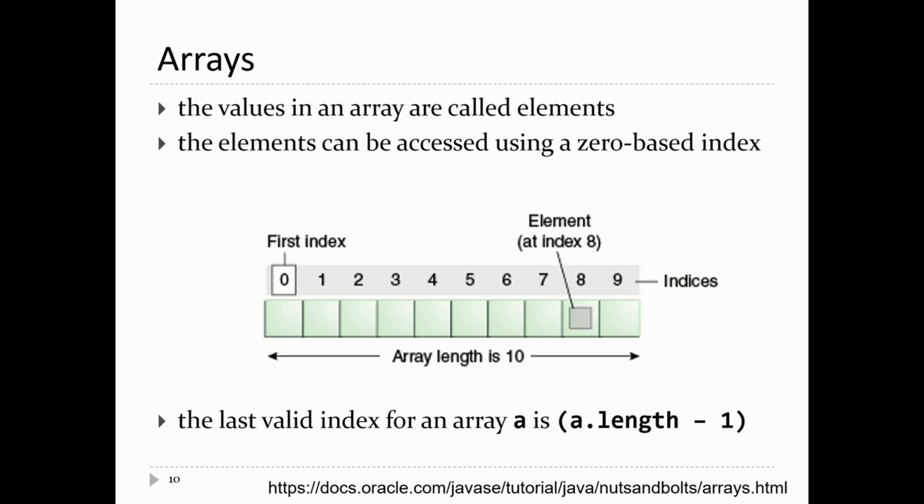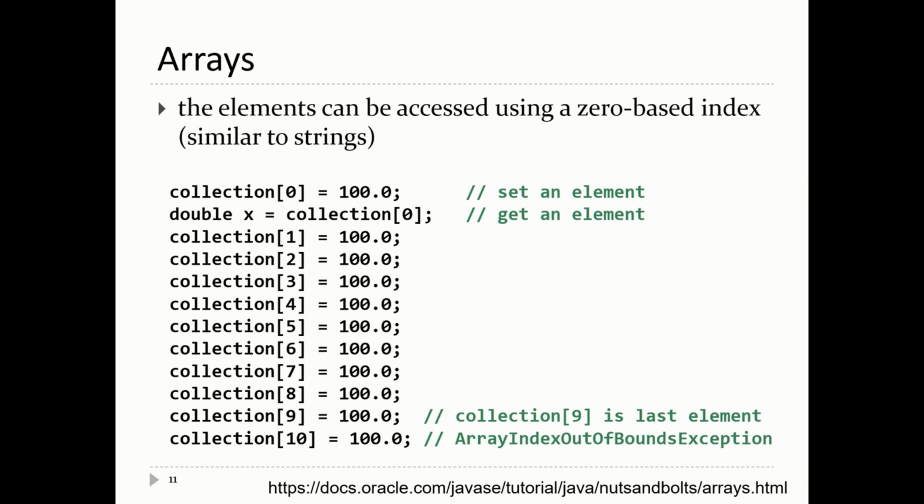So for example, if I have my array of 10 values, then just like in C, I can set the first element to 100, using the index 0. I can ask for the first value, again using index 0. I can set the second element using index 1, and so on and so forth, up to the last element. So the element at index 9, that's fine.